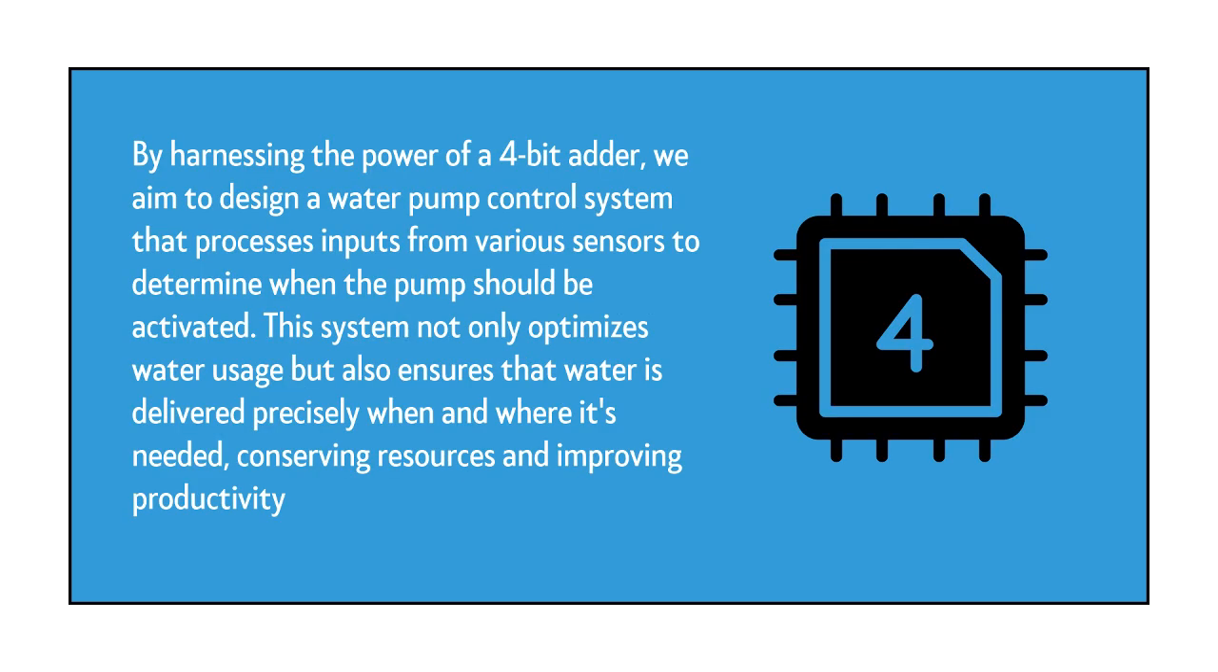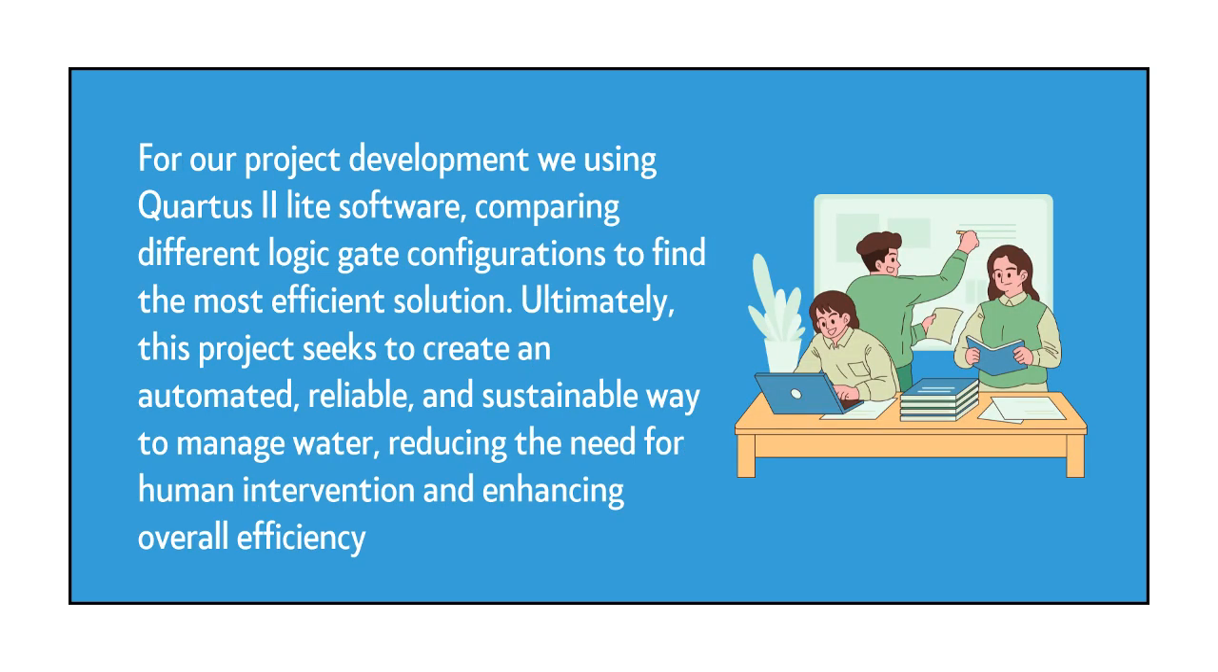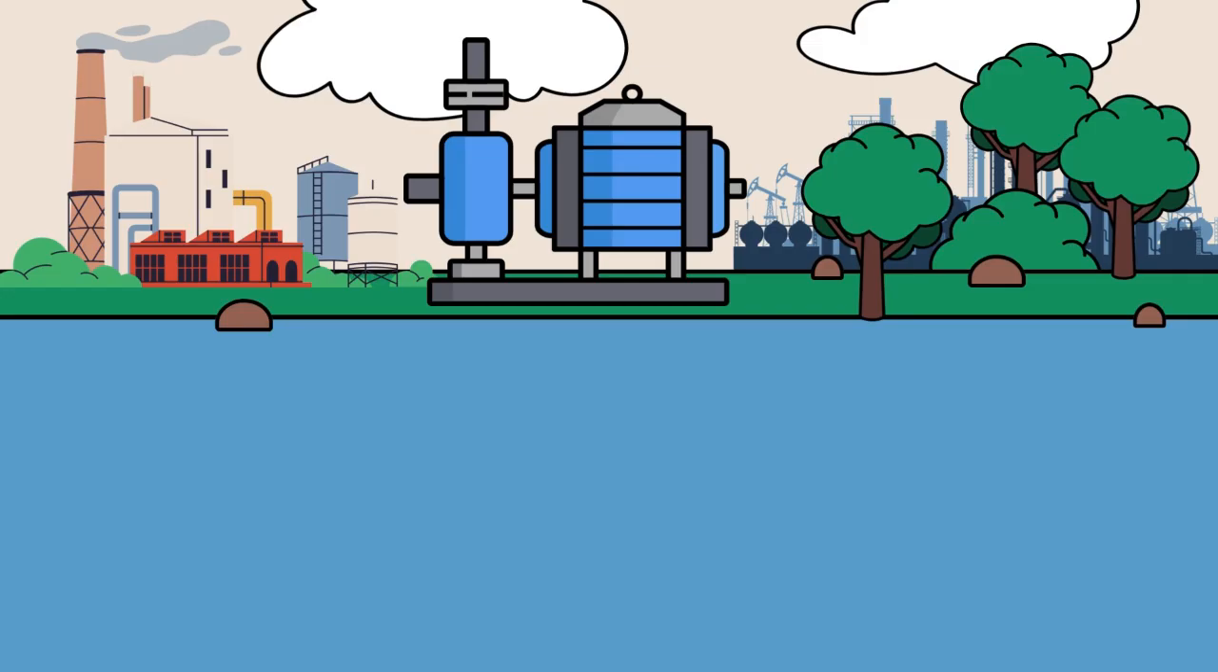By harnessing the power of a 4-bit adder, we aim to design a water pump control system that processes input from various sensors to determine when the pump should be activated. This system not only optimizes water usage but also ensures that water is delivered precisely when and where it is needed, conserving resources and improving productivity. For our project development, we're using the Quartus software tool, comparing different logic gate configurations to find the most efficient solution. Ultimately, this project seeks to create an automated, reliable, and sustainable way to manage water, reducing the need for human intervention and enhancing overall efficiency.